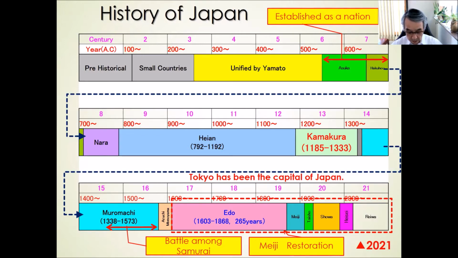Edo became the capital of Japan in 1603. Edo was renamed as Tokyo in 1868 when the samurai period ended. So during the period surrounded by the red dotted line, Tokyo has been the capital of Japan.